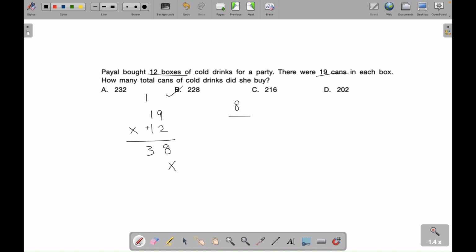One digit reserved. So 1 nine is 9, and then 1 one is 1. So 8, 9 plus 3 is 12, and 1 was carried over. So 1 plus 1 is 2, right?